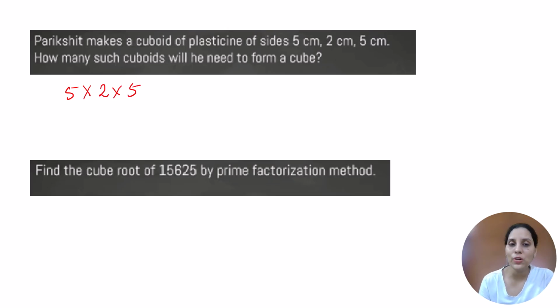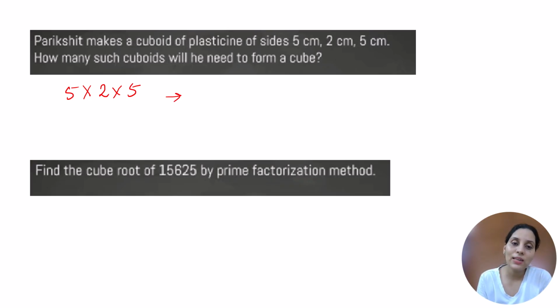How many cuboids will he need to form a cube? Now you know cube means all the sides are equal, right? So here they don't have triplets, right? 5 doesn't have its triplet, 2 also doesn't have its triplet. So we will find out what numbers we need so that they both become triplets.